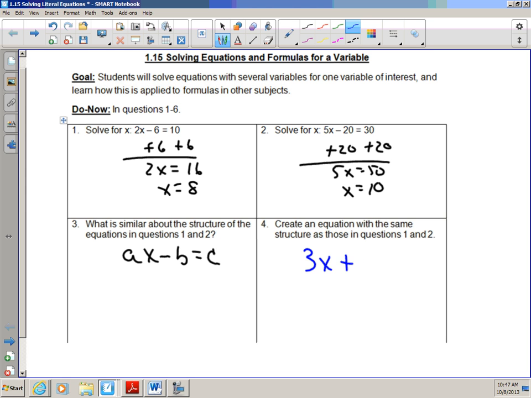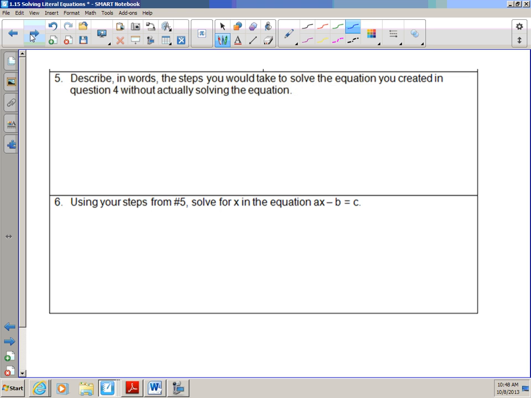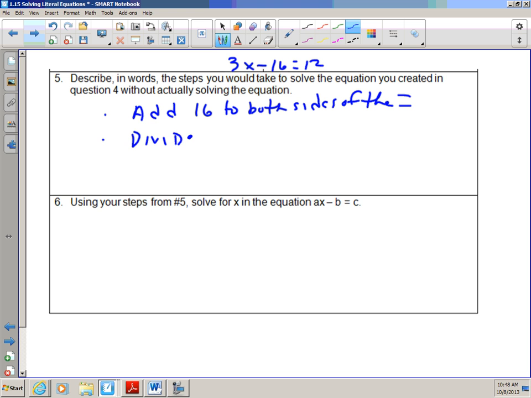So I can create 3x plus 6 equals 12. Or actually, I should make that a minus, even though they're interchangeable. But 3x minus 6 equals 12, just to be consistent. Now, how would I solve 3x minus 6 equals 12? Well, I would add 6 to both sides of the equation, and then I would divide each side by 3.